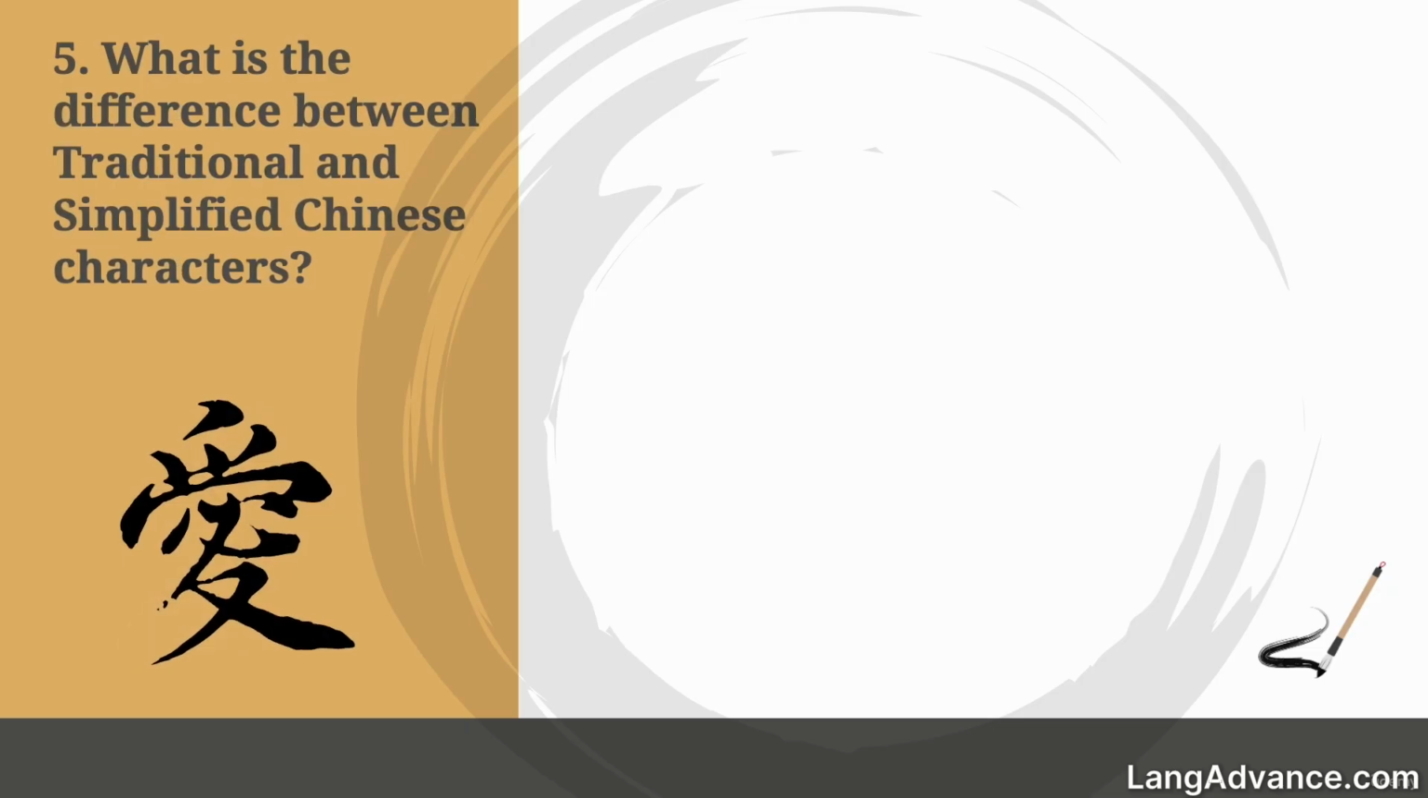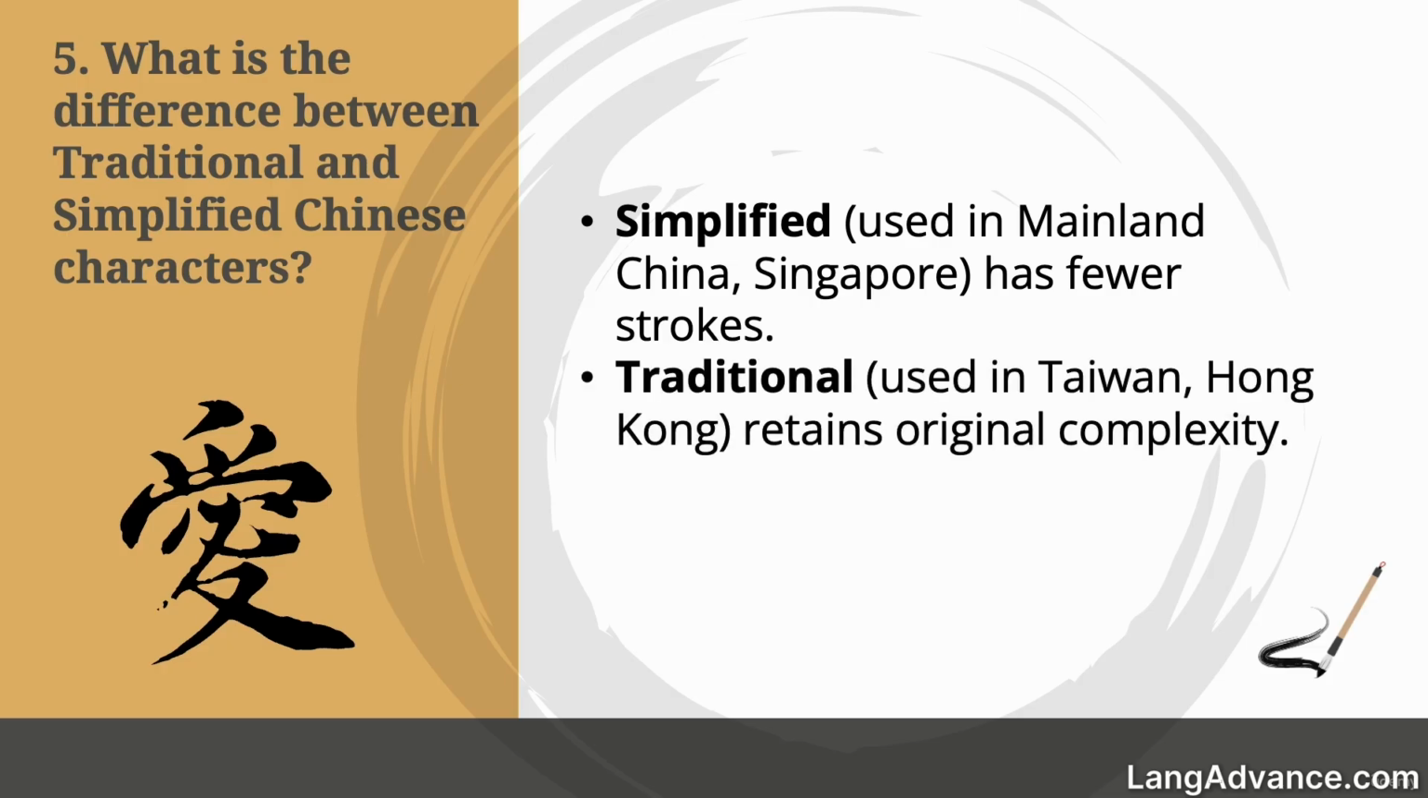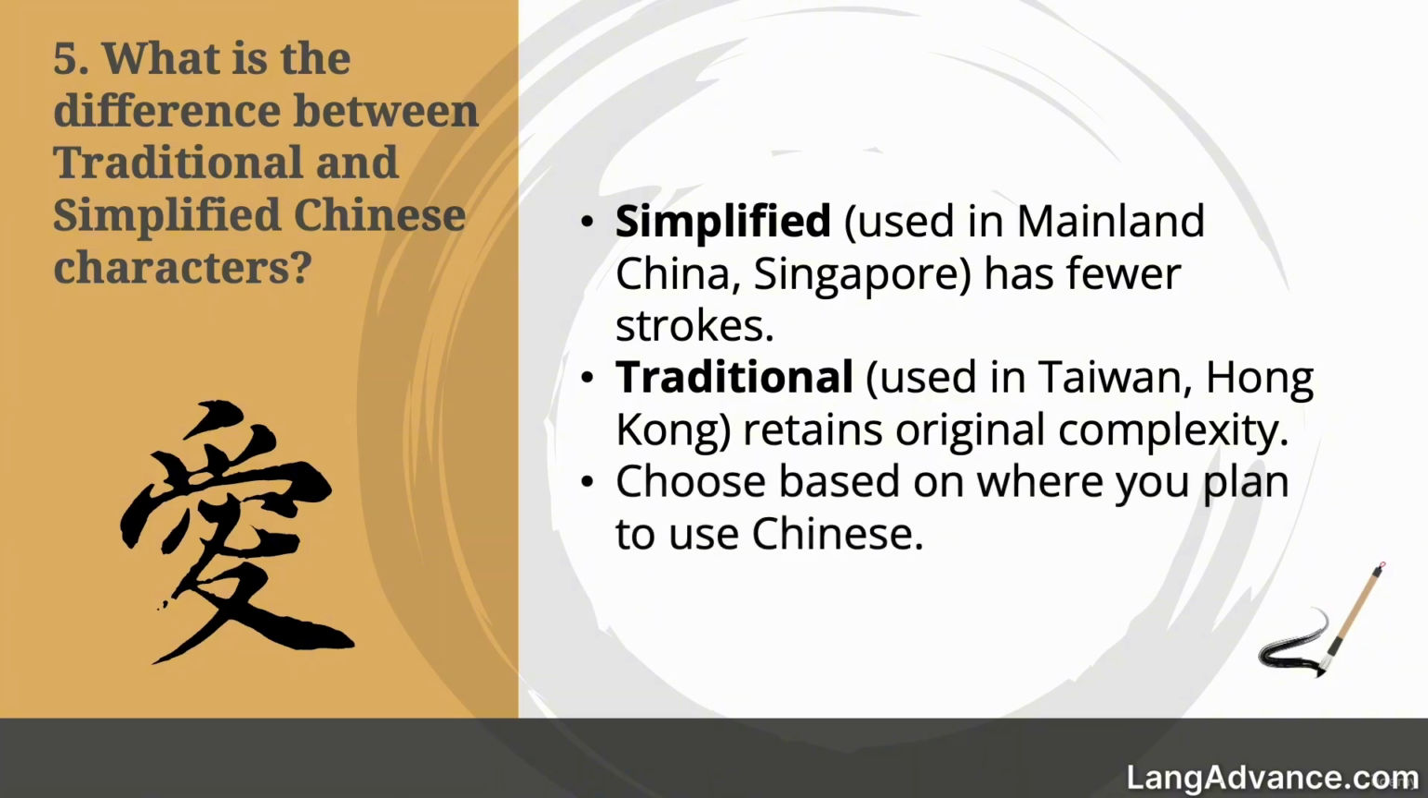What is the difference between the traditional and the simplified Chinese characters? Well, simplified Chinese characters are commonly used in mainland China and Singapore. They have fewer strokes compared to the traditional Chinese, which is used in Taiwan, Hong Kong, Macau, and other regions. Both systems convey the same meanings, but the simplified Chinese was designed to make the characters easier to learn and write.